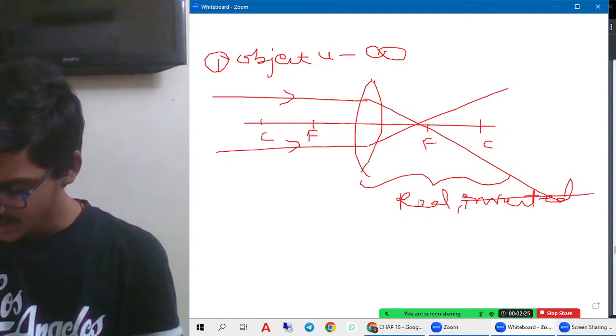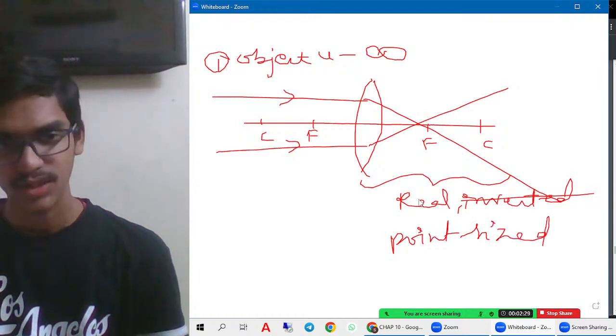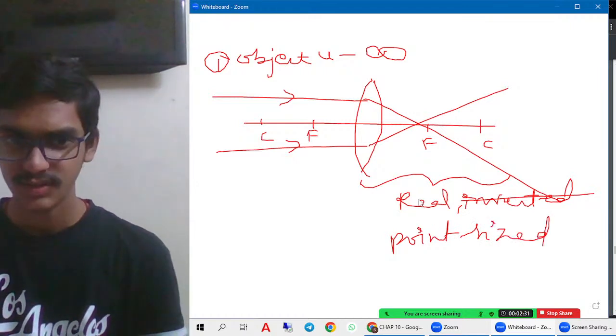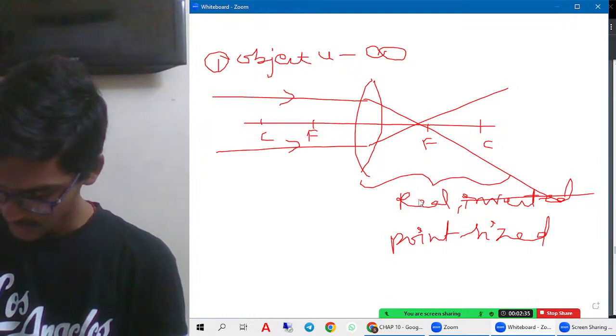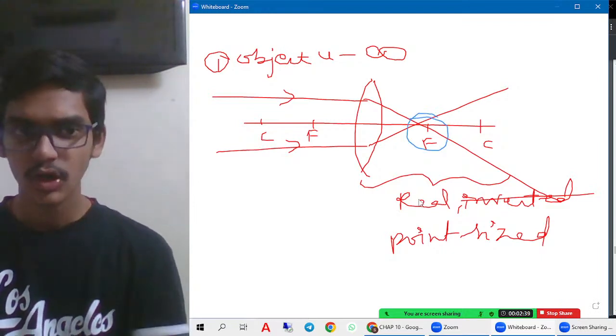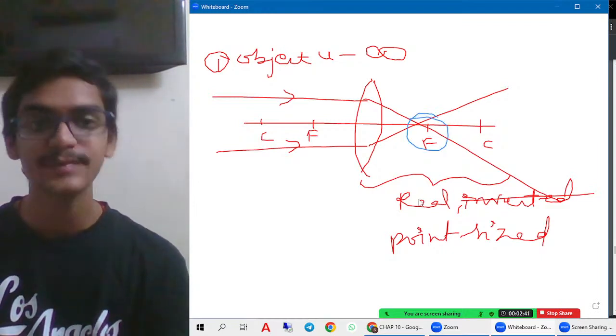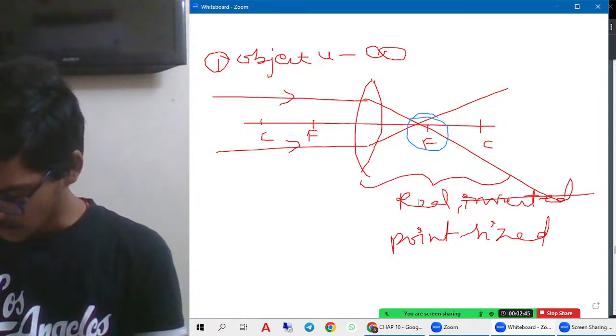Otherwise, you can just mention it as point sized, or diminished, you can say. Real and point sized, you can say. The image is formed at the focus. Now you have an understanding: where the object is at infinity, the image is formed at the focus. These are the same points which are there for the concave mirror also.